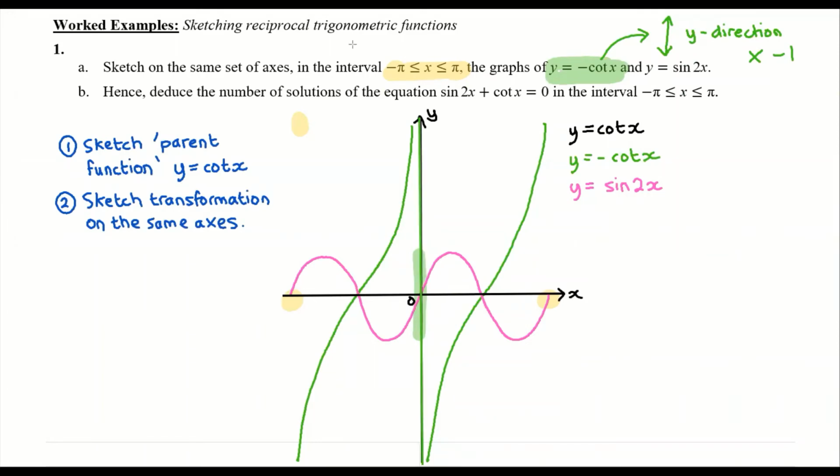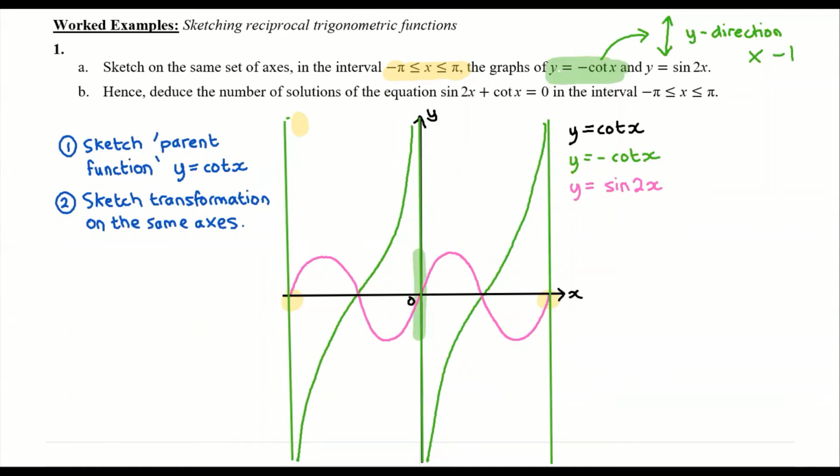So 1 at x equals 0, 1 at x equals pi. Just a little bit off there, aren't I? It's a bit better. Okay, and 1 over here. It's a bit wonky, but that'll do. Okay, so there's our sketch.